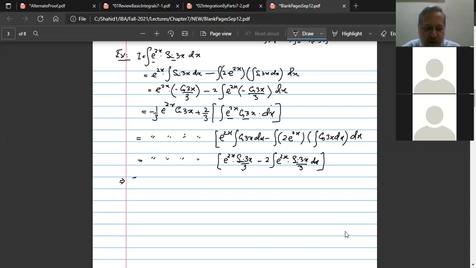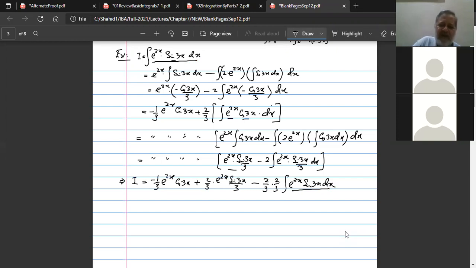Let us look at what we have right now. A part which is integrated: minus 1 upon 3 e raised to power 2x cos 3x, plus 2 by 3 into this term, that means e raised to power 2x sine 3x upon 3, minus 2 by 3 into 2 by 3 into the integral e power 2x sine 3x dx. And we see that this is exactly the same that we started with. That's a cyclic integration.